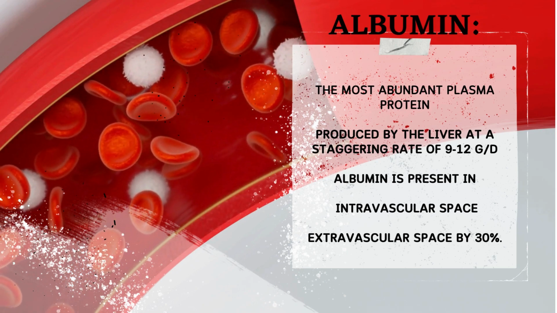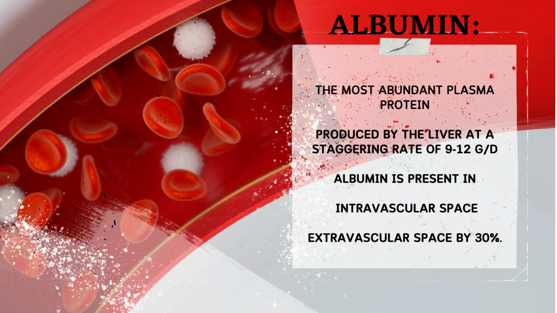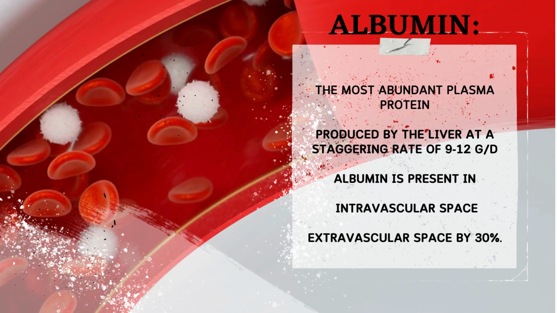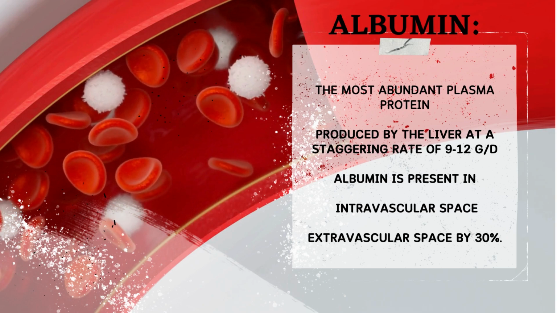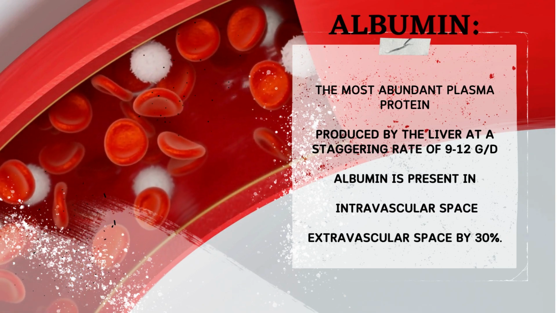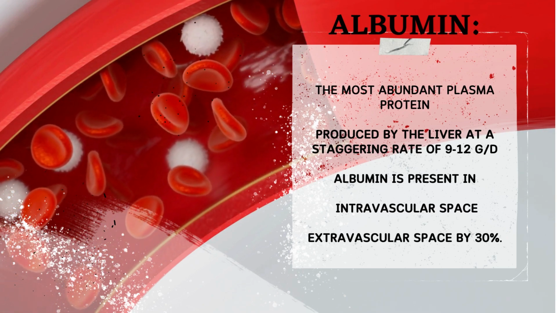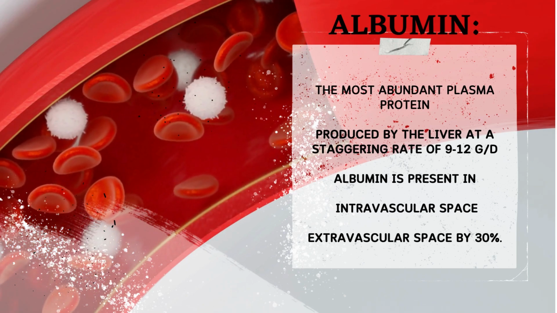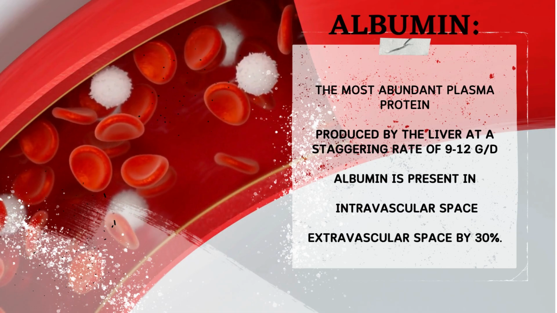Albumin is present not only in the bloodstream, the intravascular space, but also surrounding tissues, the extravascular space, with the extravascular pool actually exceeding the intravascular one by 30%. This continuous leakage from the bloodstream necessitates ongoing production by the liver to maintain proper levels.